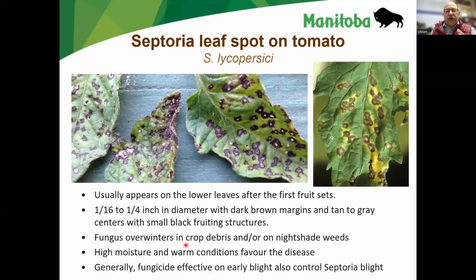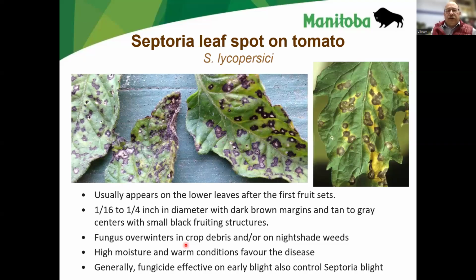The disease development and the control for both early blight and septoria leaf spot is practically the same. So you can use the same fungicide for control of both of these diseases. Okay. And these are the two important fungal diseases.